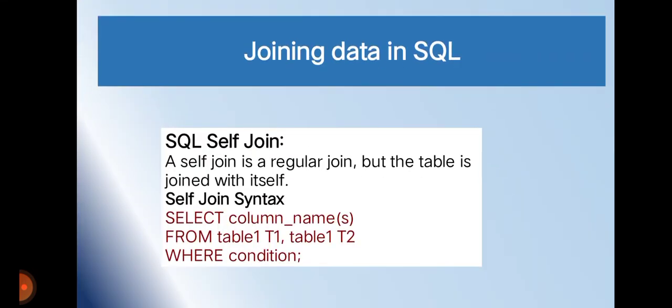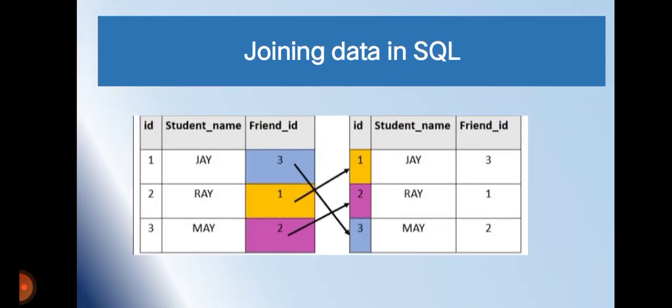The third one is SQL self join. A self join is a regular join but the table is joined with itself. For example, there we have two tables. Table 1 contains ID with student names J, Ray and May, and the friend ID of J is 3, Ray is 1 and May is 2. Same as in second table, student name and friend ID are the same.